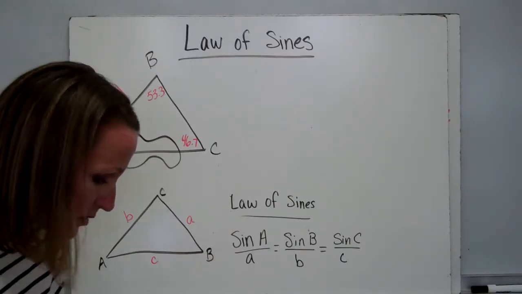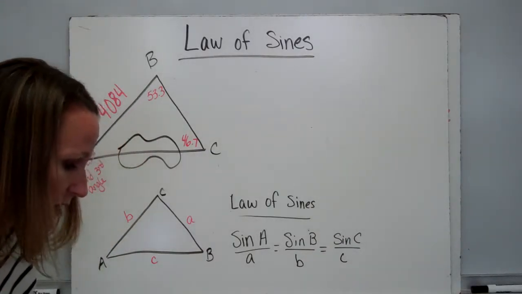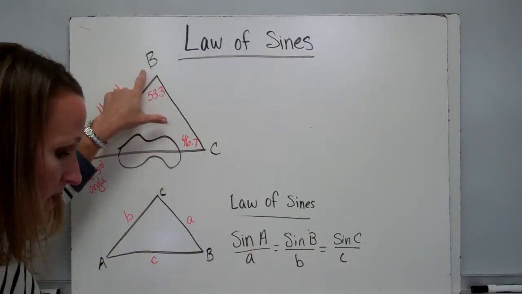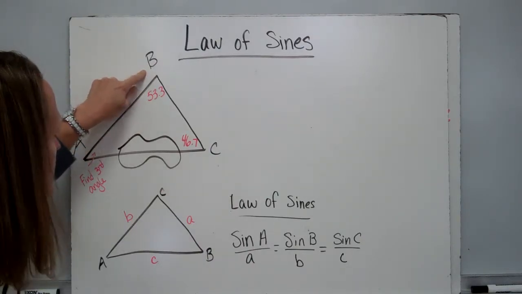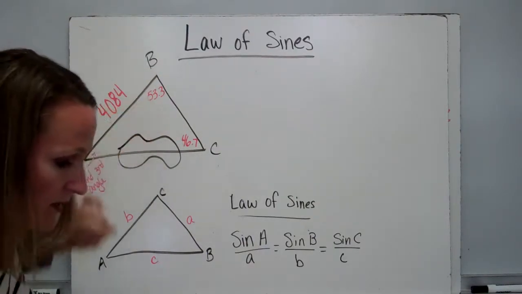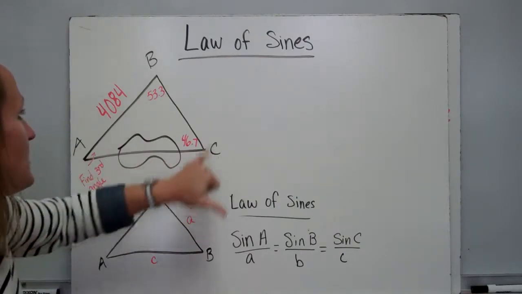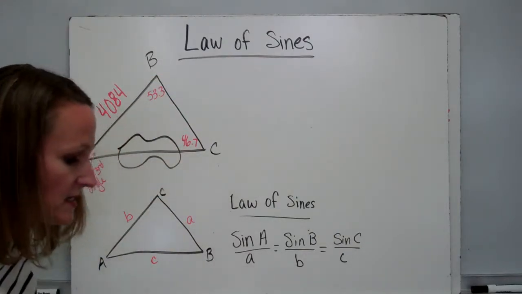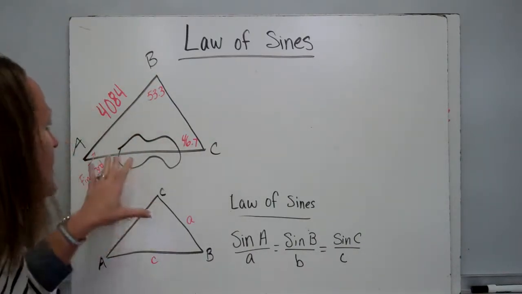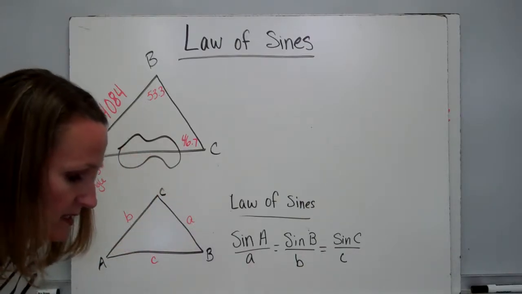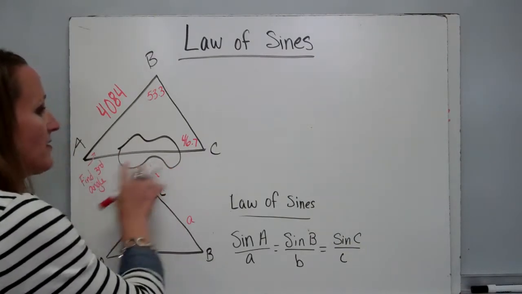So looking at your problem 1, it says towers A, B, and C are located in a national forest. From Tower B, the angle between towers A and C is 53.3 degrees. From Tower C, the angle between A and B is 46.7. The distance between towers A and B is 4,084 meters. There's a lake between towers A and C that makes it difficult to measure the distance directly. What is the distance between A and C? So we want to find out this distance.